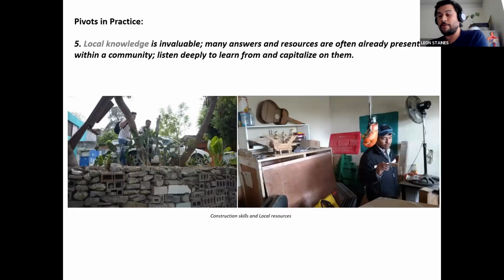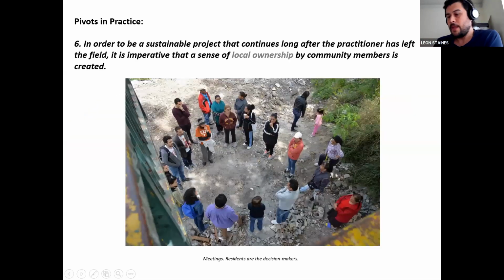Another thing very important for us was listening to the local knowledge, the local resources, the local skills. And we saw that they were very skillful with wood and also in construction. This was made by one of the neighbors. So we worked with those abilities and skills to incorporate them into our process. By the end of the fieldwork, our presence had ceased to be essential for the community's success.